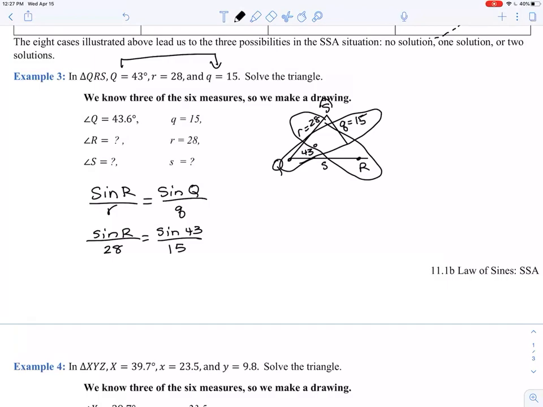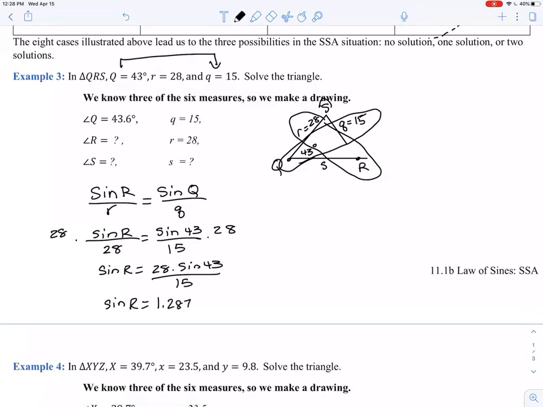So we're going to solve for sine of R, so we're going to multiply both sides times 28, so we get sine of R is equal to, I'm going to rewrite that, 28 sine 43 over 15, and that gives me sine R is equal to, when I put that in my calculator, it gives me the value 1.2873.